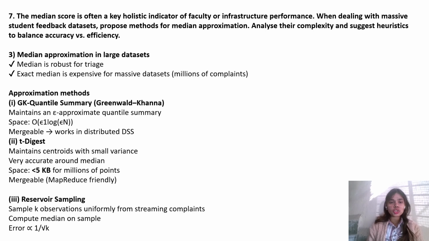Approximation methods. GK quantile summary maintains an approximate quantile summary, space O(1/epsilon log epsilon n). Mergeable, works in distributed systems. T-digest maintains centroids with small variance, very accurate around the median, space less than 5 KB for millions of points. Mergeable, MapReduce friendly. Third, reservoir sampling. Sample k observations uniformly from streaming complaints. Compute median on sample, error about 1 by root k.